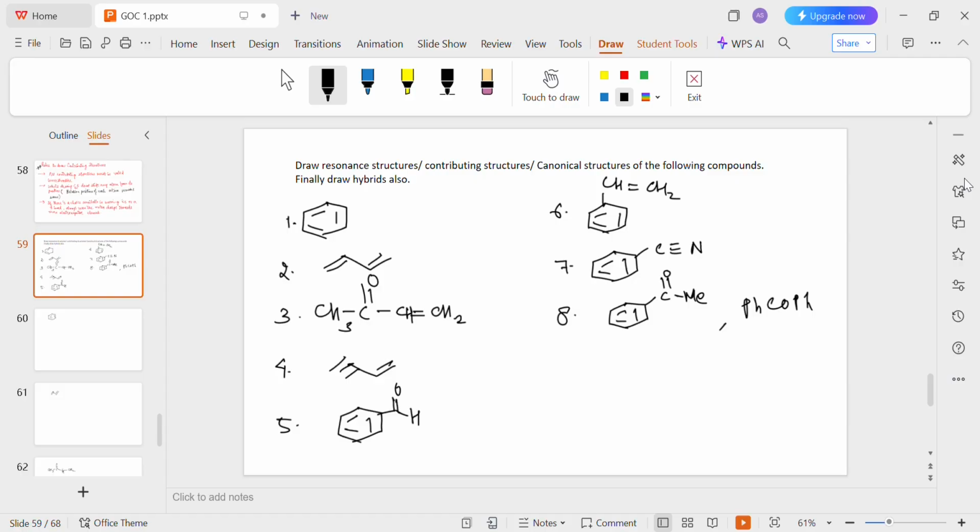So today we are going to see how we can draw resonance structures or contributing structures. Resonance structures are known by different names. First, I already told you contributing structures. You can also call resonance structures as canonical structures or canonical forms. Okay, so for practice I have taken these 8 questions.